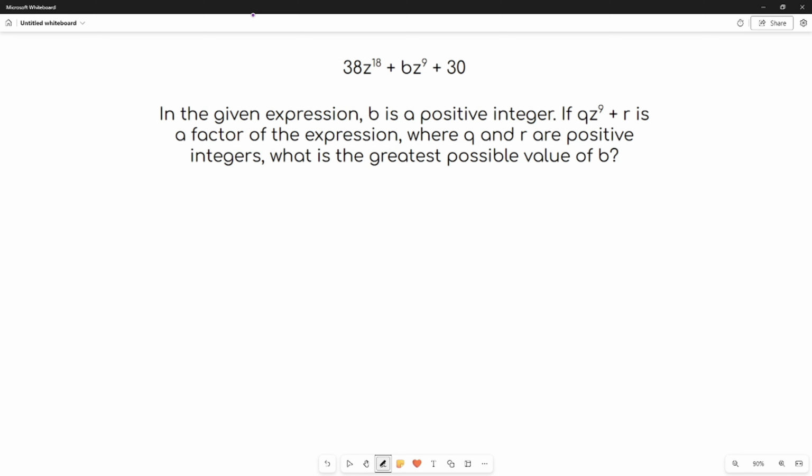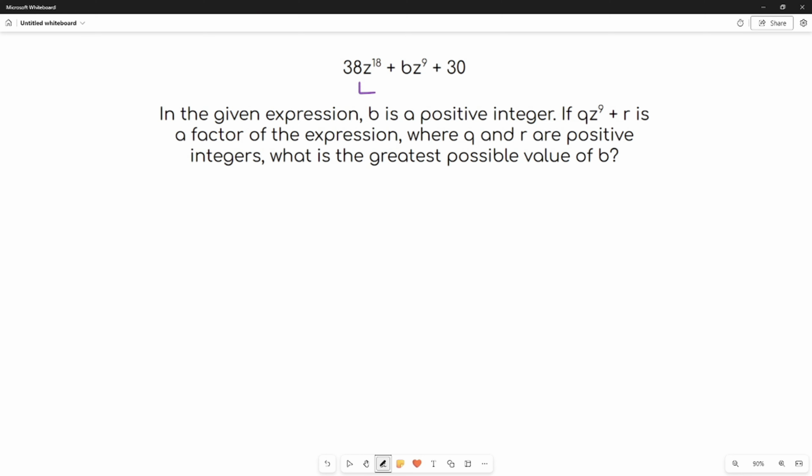Now I know that might be super overwhelming and intimidating. I mean, we're seeing qz to the power of 9 plus r, we're seeing factors, a whole bunch of positive integers going on here. And then we have z to the power of 18 here. That's a super big exponent. But it's really not that bad once you take a really good look at it. So let's quickly dive into this.